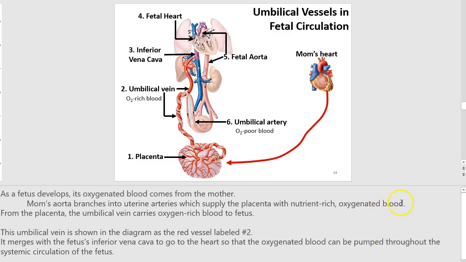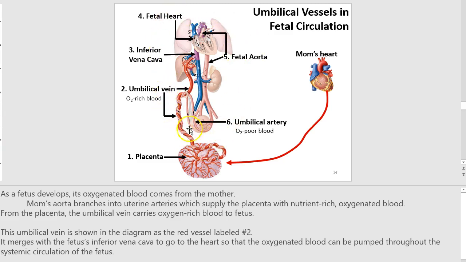As a fetus develops, its oxygenated blood is going to come from mom's heart and lungs. So here's mom's heart over here, and she has an aorta. The aorta travels down to the abdomen, and a branch is given off. One branch goes to the uterus and will go to the placenta. So oxygenated blood reaches the placenta. Then the umbilicus connects the placenta with this developing fetus.